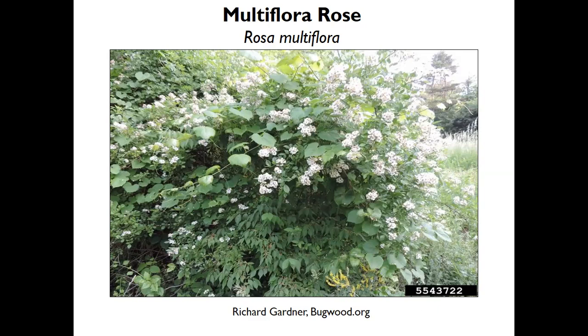Fruit is eaten and dispersed by birds, and it forms impenetrable thickets in pastures, forests, and forest edges. It tolerates a wide range of conditions, allowing it to invade multiple areas.